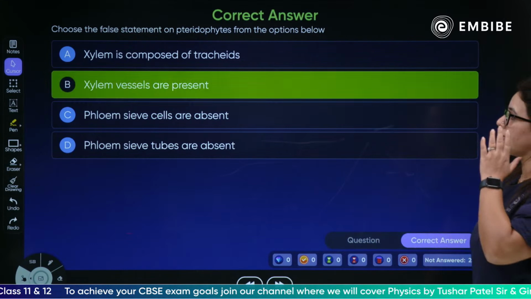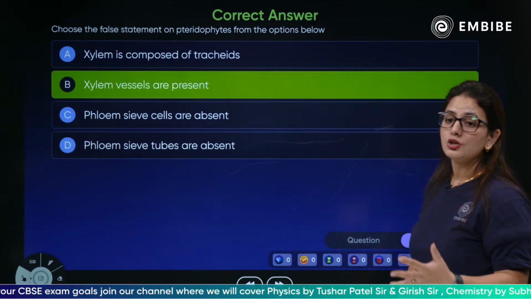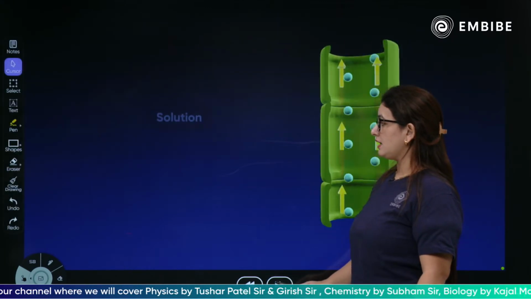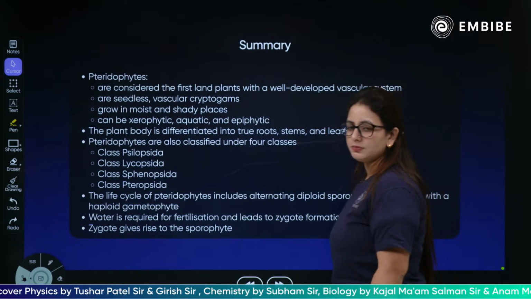The correct answer is that xylem vessels are present. This is of course not true. You know that the xylem vessels are completely absent in the pteridophytes. Next, children, we come to an end of this particular chapter.